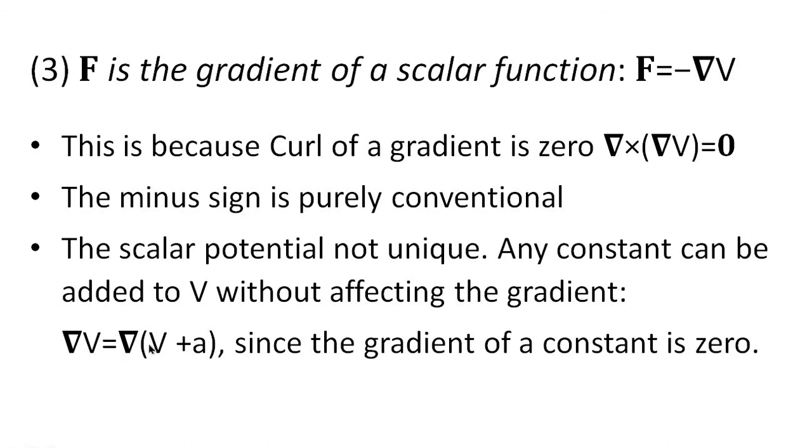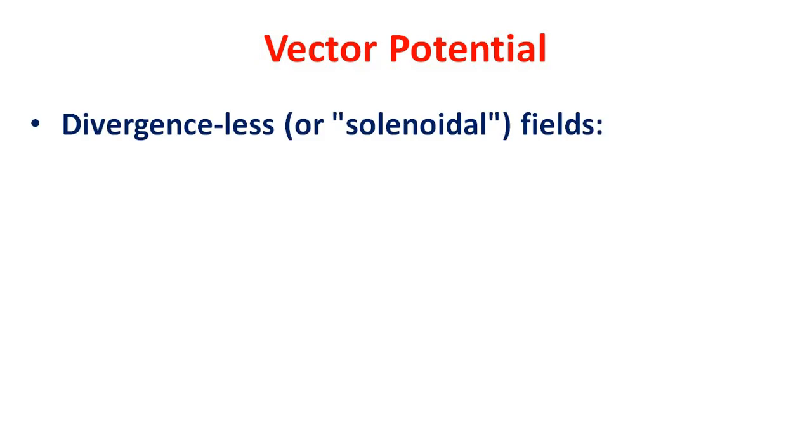grad V is equal to grad of V plus A. ഗ്രേഡ് ഓഫ് എ എന്ന് പറയുന്നത് 0 ആണ്. അതുകൊണ്ട് തന്നെ ഈ രീതിയിൽ എഴുതാൻ പറ്റും. അതുകൊണ്ട് സ്കേലാർ പൊട്ടൻഷ്യൽ നമുക്ക് യുണീക്ക് ആണെന്ന് പറയാൻ കഴിയില്ല. ഇറ്റ്സ് നോട്ട് യുണീക്ക്. നൗ വെക്ടർ പൊട്ടൻഷ്യൽ.